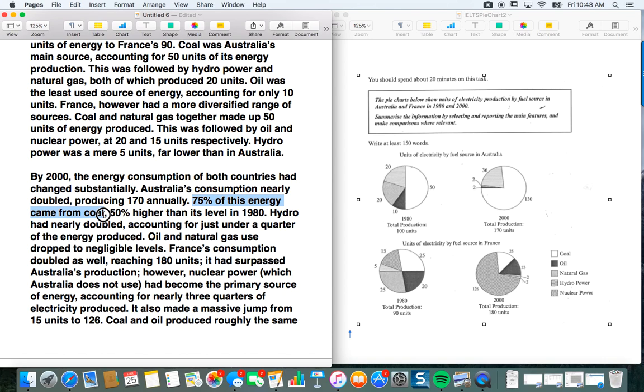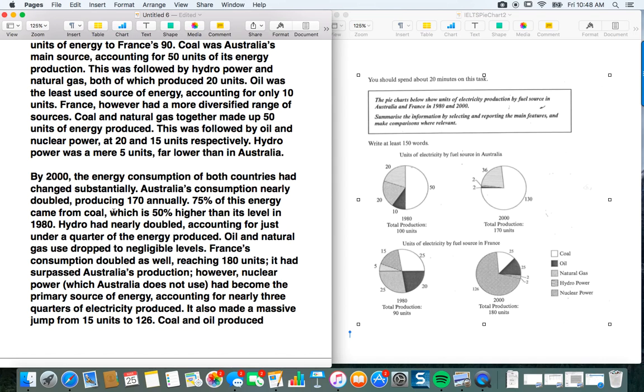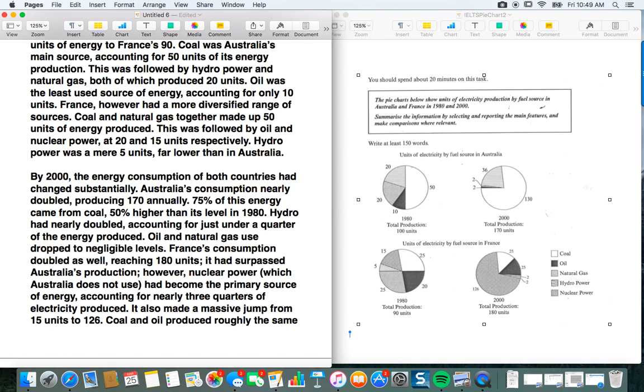All right, so 75 came from coal. Now the reason I'm doing it quickly is because I want to compare. 50% higher than its level in 1980. That means which is. I'll add that in there just so you know. All right, you don't need that, but it's good to have it in there or to be aware that that's what's happening. But for efficiency, let's take that out. Hydro had nearly doubled. So be careful. It's 20, now it's 36. So we say that nearly doubled, accounting for just under a quarter of energy produced. All right, so add a little more information there.